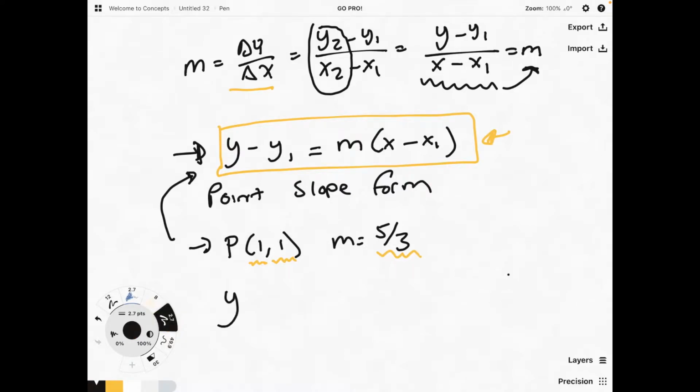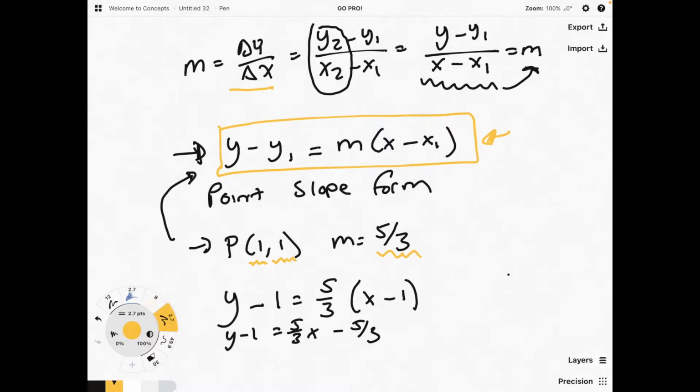So we have y minus y1, which is 1, and this is equal to our slope, which is 5 over 3, and we have x minus x1, in this case 1. Simplifying this problem, we have y minus 1 equals 5 over 3x minus 5 over 3. Moving variables to the left side and moving constants to the right side, we're going to have y minus 5 over 3x.